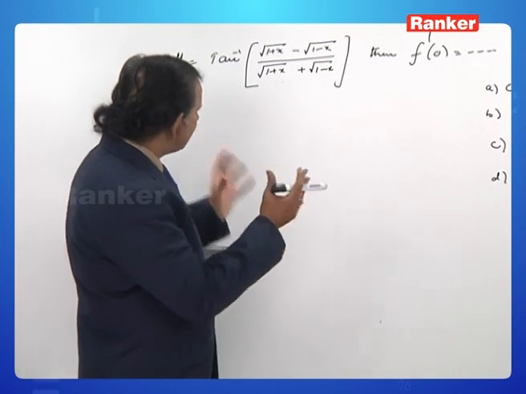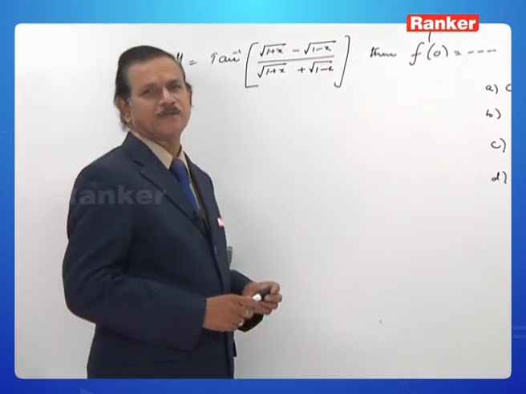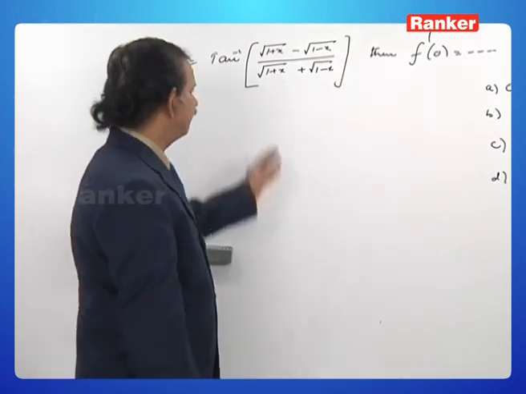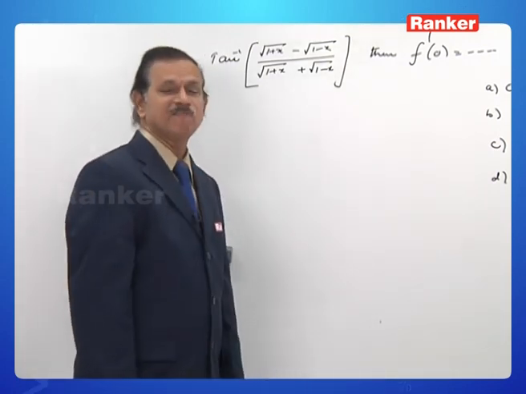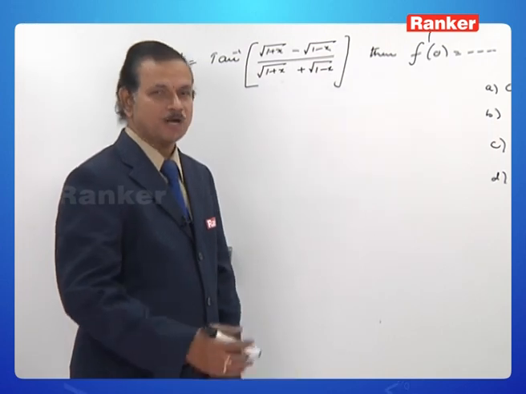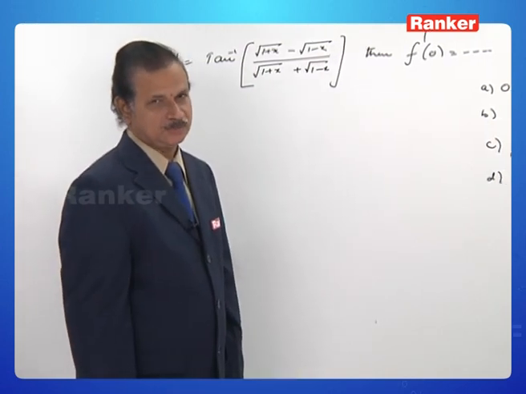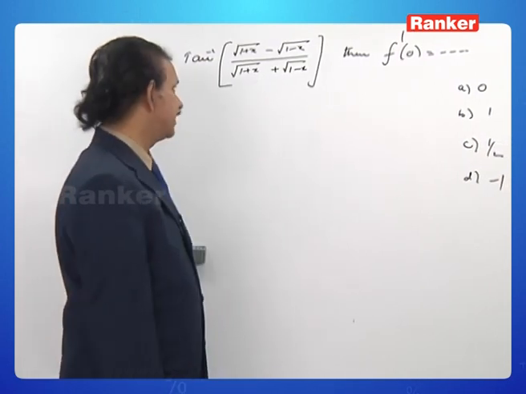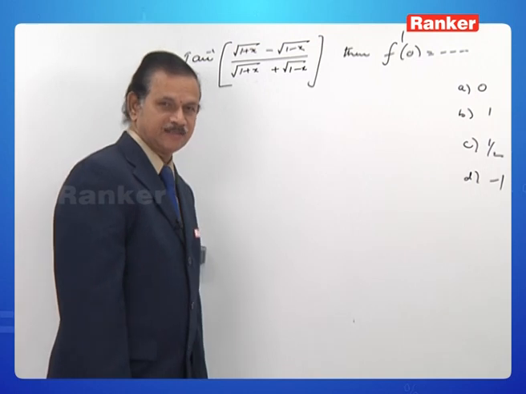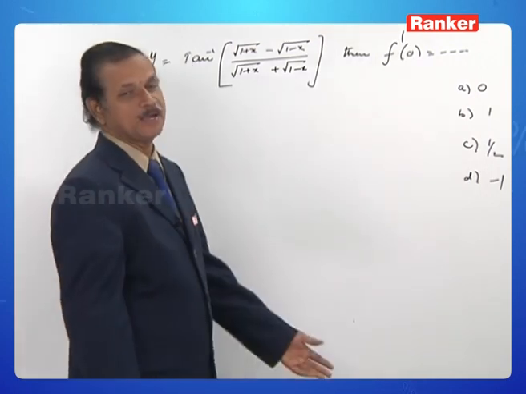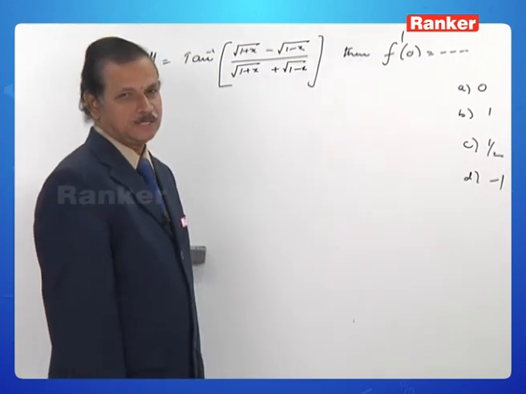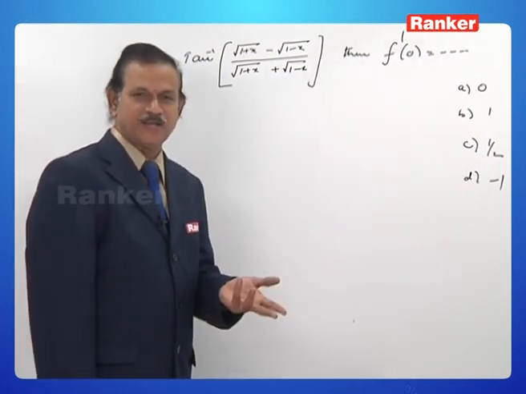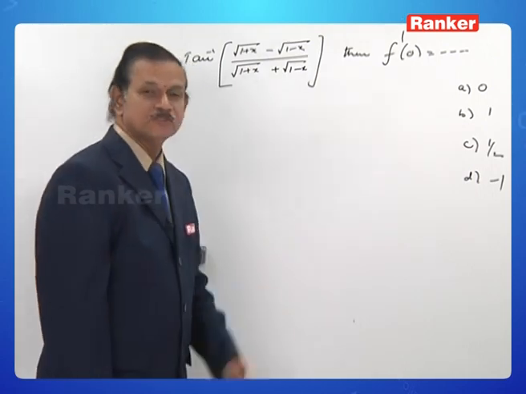As we look at, we may not be able to get an immediate idea, but there are so many ways. Number one, divide both numerator and denominator by root of 1 plus x, and put x is equal to cos 2 theta. Then what happens? 1 minus tan theta by 1 plus tan theta, that is tan of pi by 4 minus theta. Direct. Another way, you rationalize both the numerator and denominator, and you put x equal to sine theta.